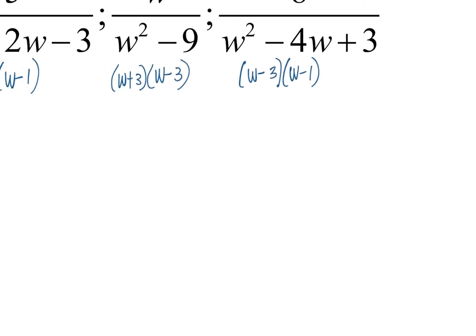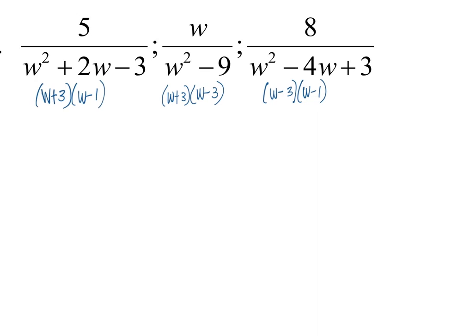So for the LCD, let's write down all the factors that we see. Okay, I see a w plus 3 and a w minus 1. Got that covered. Okay, now w plus 3, I've already written that down. W minus 3, I have not written that down. And you have a w minus 1 right here, but we've already written that down.